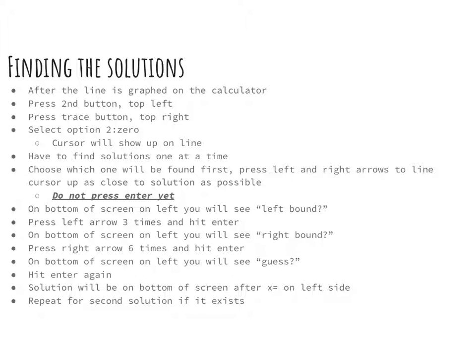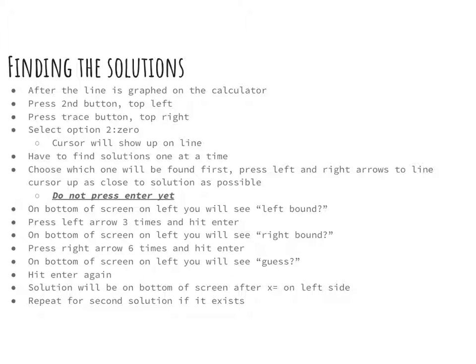Now we're going to go about finding the solution. So go ahead and pause the video and get all this written down before I go through it. So after we graph the line on the calculator, we're going to press second and trace. Then we're going to select option 2, which is 0. Okay, so what's going to happen then is the graph's going to come back up and you're going to see a cursor that's blinking that's on our parabola.